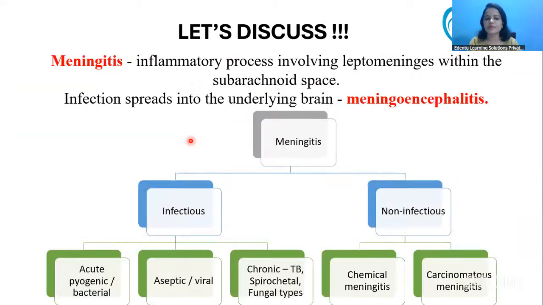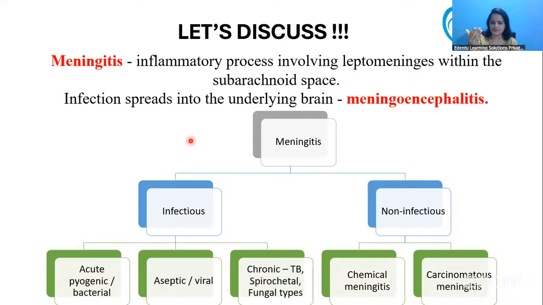So meningitis, what do you mean by meningitis? It is the inflammatory process involving the leptomeninges and within the subarachnoid space. If this infection is spreading to the underlying brain also, then it is called meningoencephalitis. This meningitis can be of two types. It can be infectious or non-infectious in nature. If it is infectious, it can be due to bacteria. That is called acute pyogenic meningitis, which is very life-threatening and has a very serious course of disease. Okay, so that is bacterial meningitis.